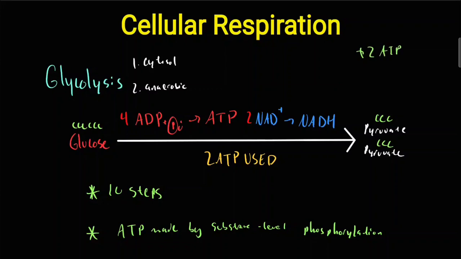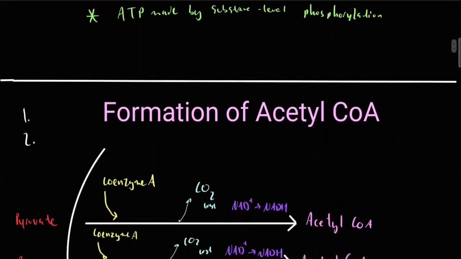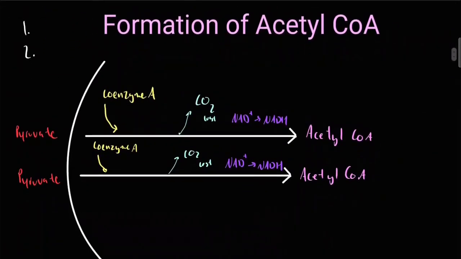Now, when the pyruvates are made, they move on to the second step, and that is the formation of acetyl-CoA. Now, 2 things to remember about the formation of acetyl-CoA is that it occurs in the mitochondrial matrix. And also, this process is aerobic, meaning oxygen is present. Now, as I said, the 2 pyruvates, which are each 3 carbons, they enter the mitochondrial matrix and react with a coenzyme A.